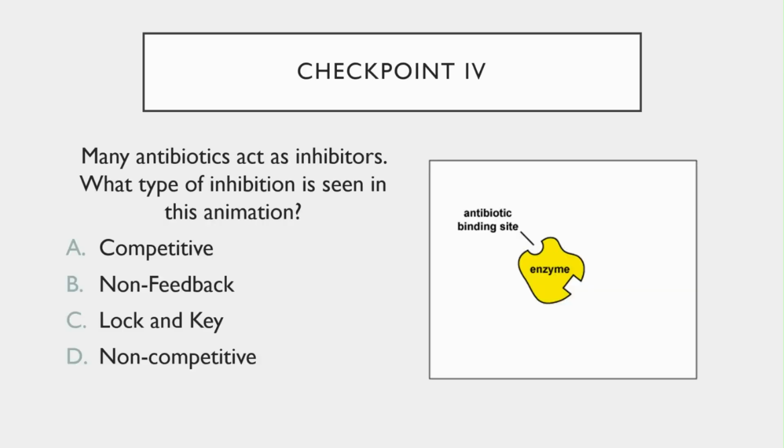Checkpoint 4. Many antibiotics act as inhibitors. What type of inhibition is seen in this animation?